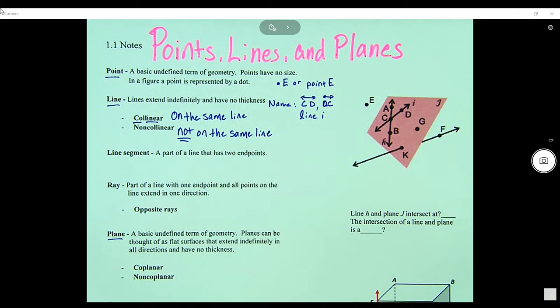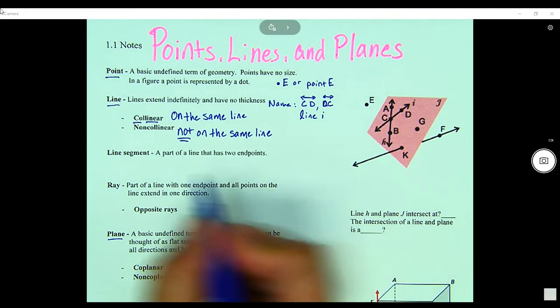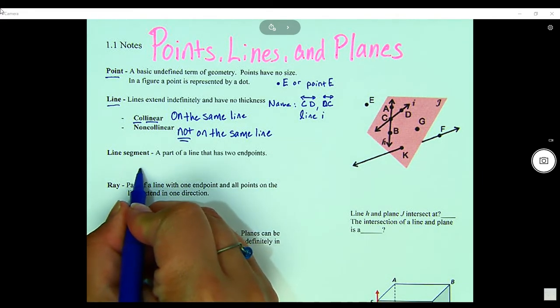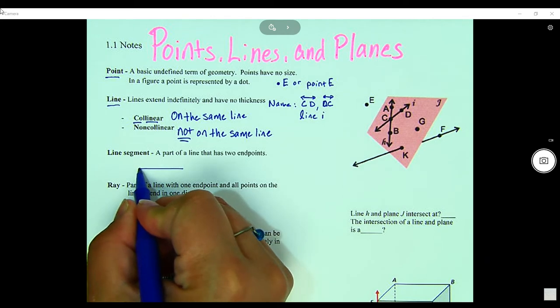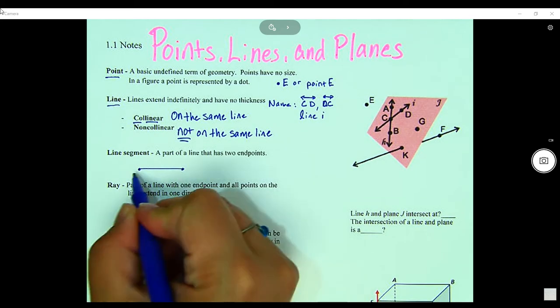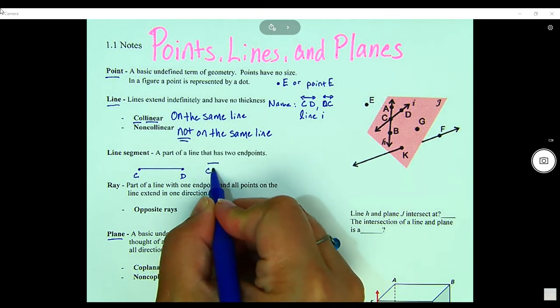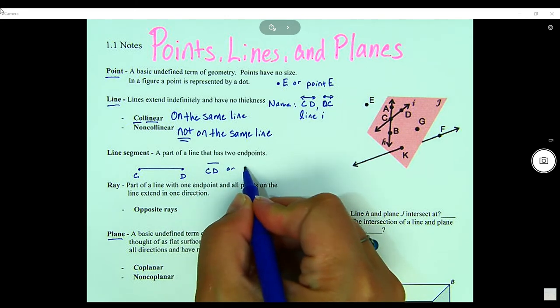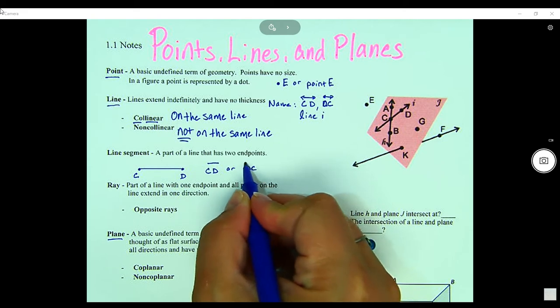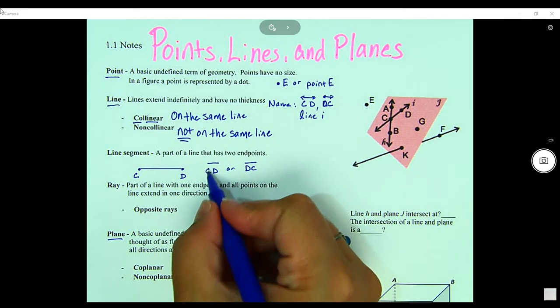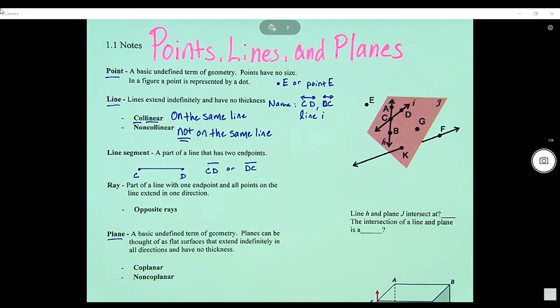A line segment is just a piece of a line or a section of a line. So you might draw one by saying, okay, well, here's one endpoint and here's another endpoint. Let's call this one C, this one D. This would be segment CD or segment DC. The order doesn't really matter. What's important is that notation on top, the hat that means line segment in this case.